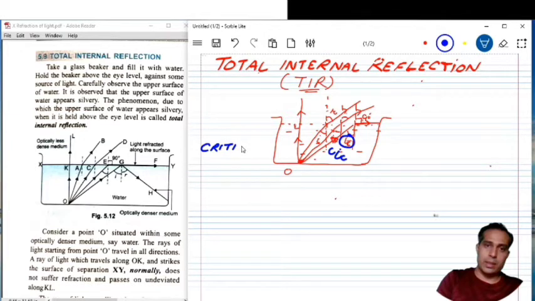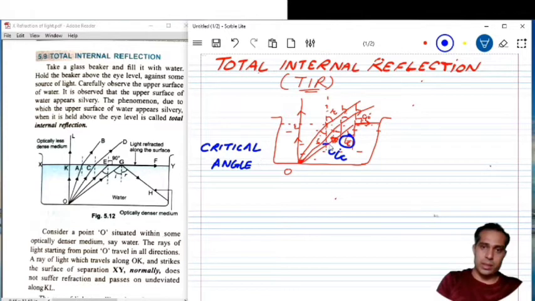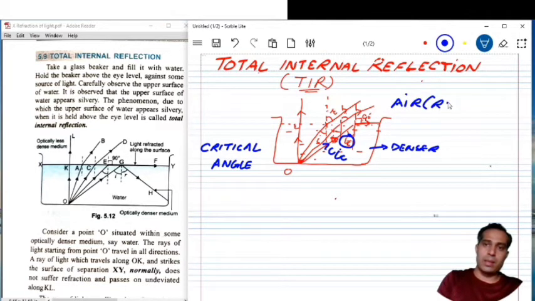Let's understand what the critical angle is first. Critical angle is an angle of incidence, because light is going from the denser to the rarer medium. The water is the denser medium, and light rays pass from water to air, which is the rarer medium. So what is the critical angle? It is the angle of incidence in the denser medium, corresponding to which the angle of refraction in the rarer medium is 90 degrees.